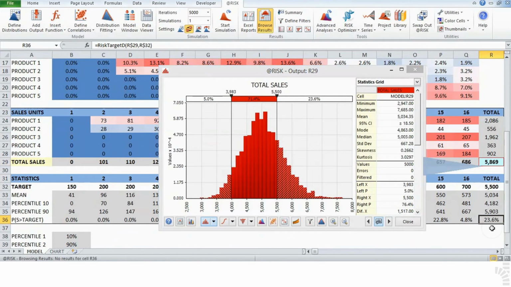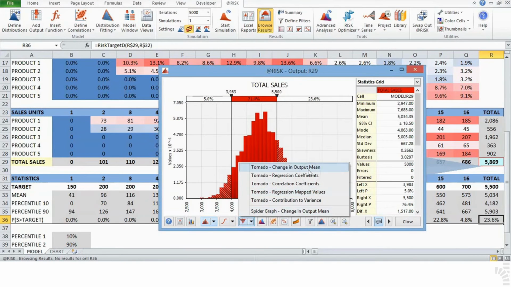62. Click on the tornado chart icon on the lower part of the graph ribbon. You will see that @RISK displays 5 different types of tornadoes. 63. Select tornado, change in output mean.